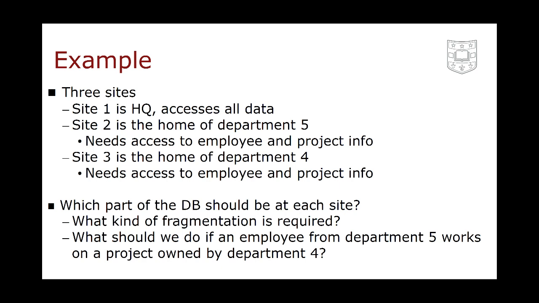What should we do if there's a case where an employee from Department 5 works on a project that's owned by Department 4? What should we do then? How can our system accommodate that situation? We want all of the project info for Department 4 to be in one place. We want all the employee info for Department 5 to be in one place. What if there's some cross between the two? What then? Where does it go? Does it go to Department 5? Does it go to Department 4? Does it go to both?